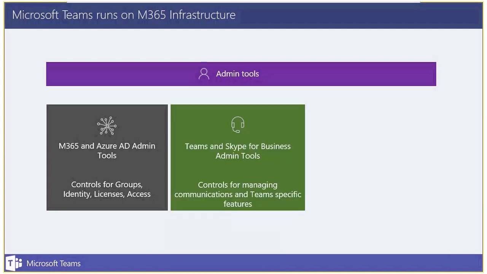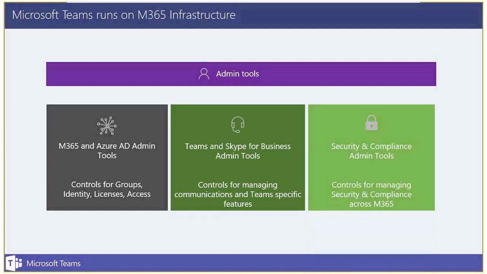The Teams and Skype for Business admin tool set is really around the controls you need for managing communications and team-specific features like messaging or calling or the channels within Teams themselves. And then all of the security and compliance tools for managing teams are integrated into the security and compliance tools that you have for the other workloads like Exchange or SharePoint. So you can see that a single admin who is tasked with managing something like security and compliance or managing identity will go to a single place for managing these aspects, including these aspects as they are relevant to teams.